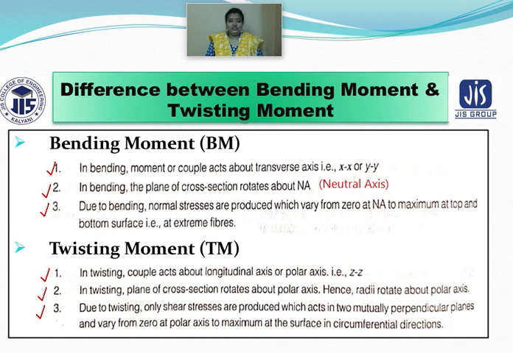And finally, for the bending moment, normal stress varies from 0 to maximum: you obtain 0 at the neutral axis, and maximum normal stress at the top or bottom of the surface, that is your extreme fiber. But for the twisting moment, due to this twisting only shear stresses are produced, which act in mutually perpendicular planes and vary from 0 at the polar axis to maximum at the surface in the circumferential direction. So now let's have a look at the next slide.